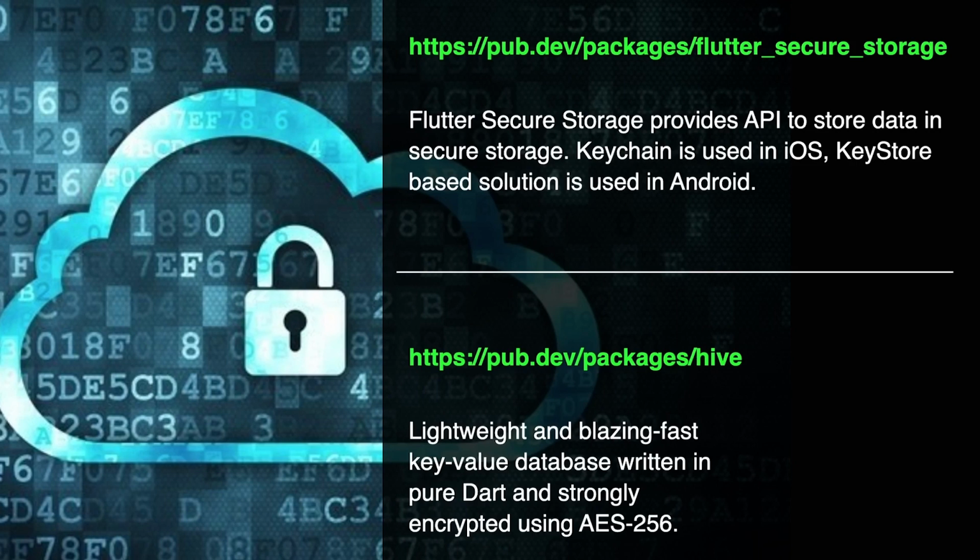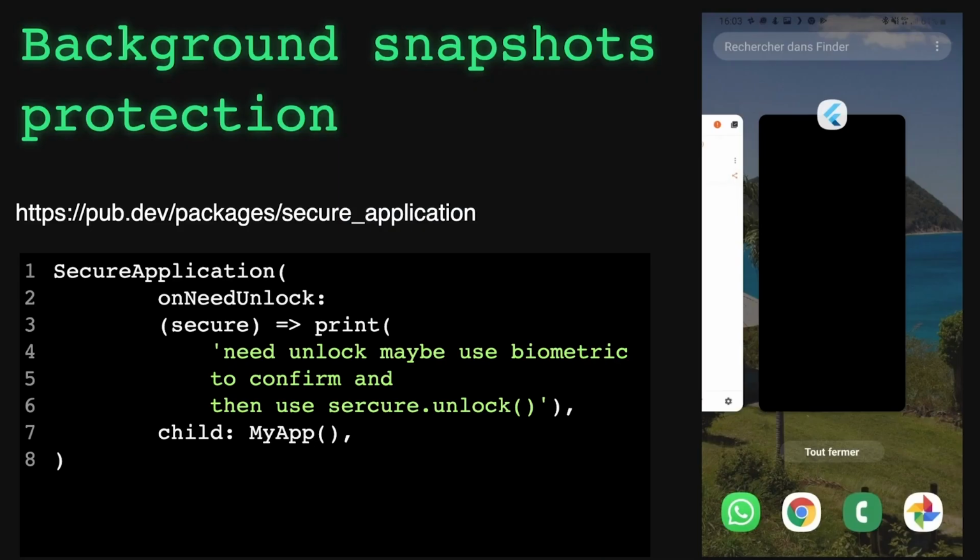Hive is another package that is blazingly fast, and you can use it as a key value database in your application, which is using a very strong encryption, AES 256. One of the common issues that I have seen is, in fact, not protecting snapshots or background snapshots. Well, you may ask, when should I do that?